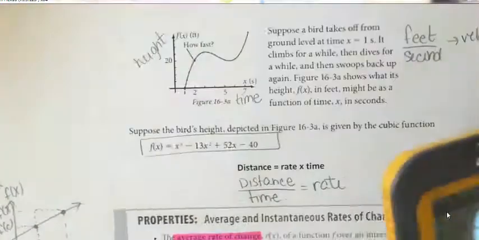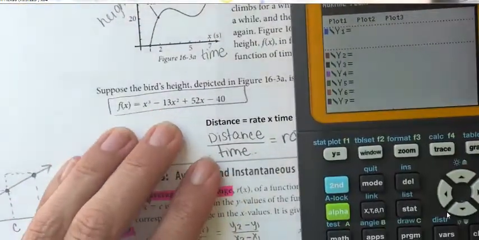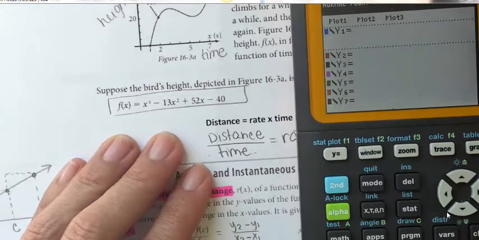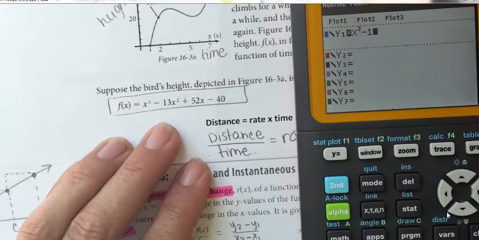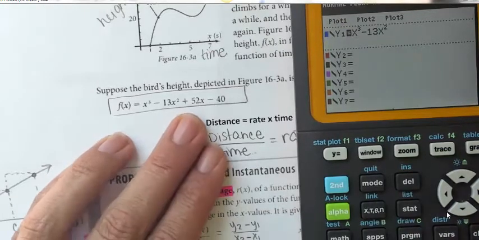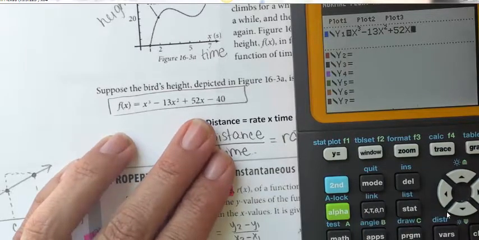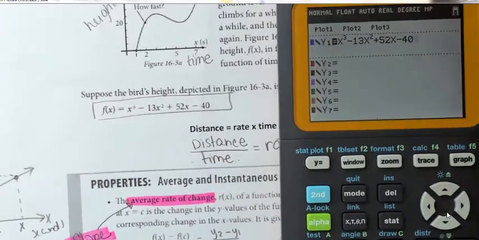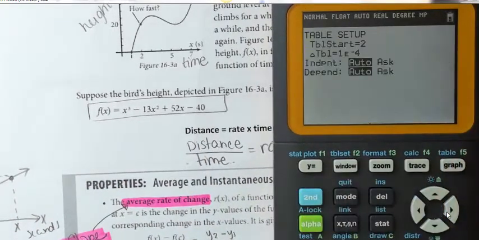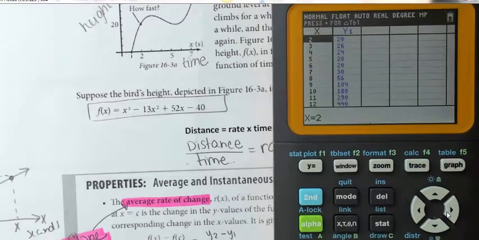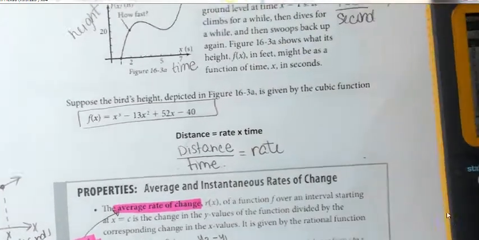So the function was, back here, x cubed. Please make sure that you're doing this with me. Minus 13x squared plus 52x minus 40. Okay, so that's the function I'm putting in. I'll start my window at 2, and I'll just go up by 1 because I just need the outputs for 2 seconds and 3 seconds. So it's 20 and 26.